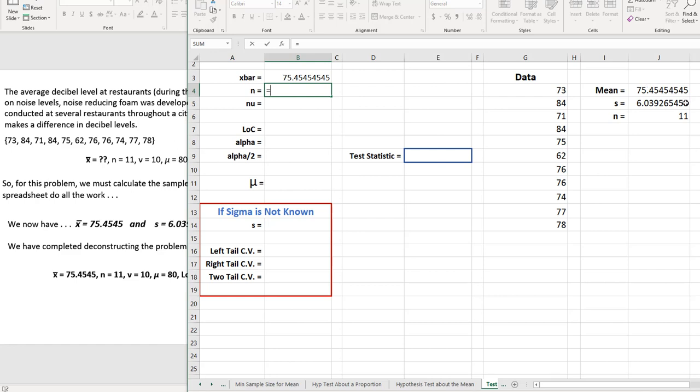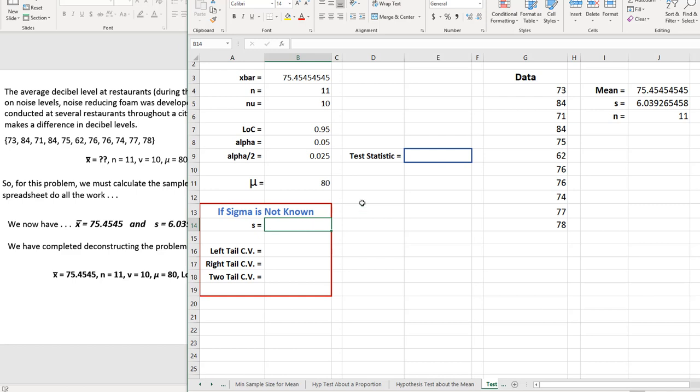N is equal to 11. Nu, that equals, we'll click on the cell with N and then subtract 1. My level of confidence is 0.95. Remember, none was stated in the problem. Alpha, that's going to equal 1 minus my level of confidence, stated as a decimal. Alpha over 2 equals alpha divided by 2. And mu is equal to 80.